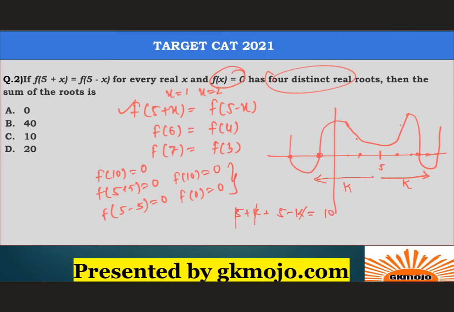So basically the sum of a pair of roots is 10, but there are 4 roots, right? So if one pair is 10, then how much will 2 pairs be? 20, right? Correct answer is 20.